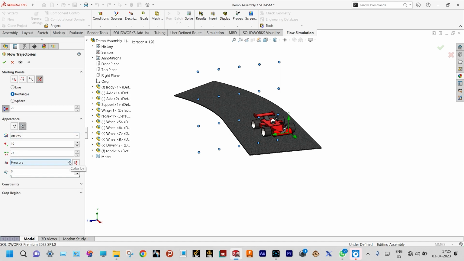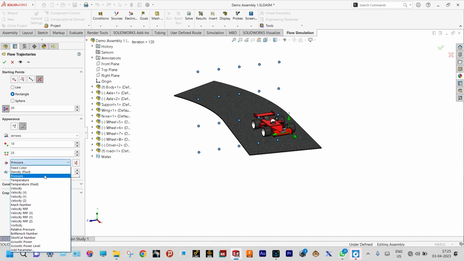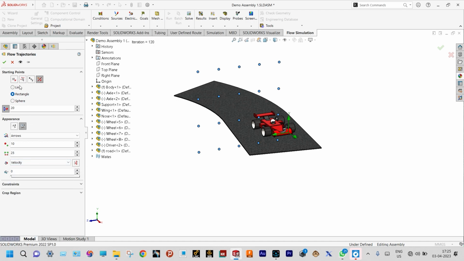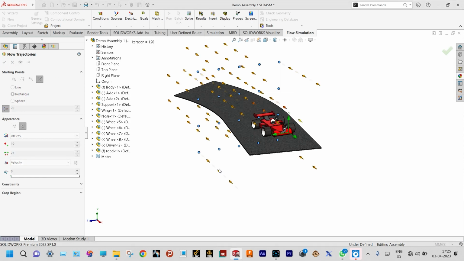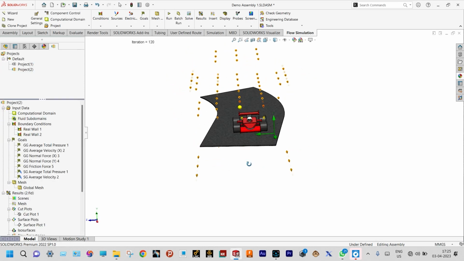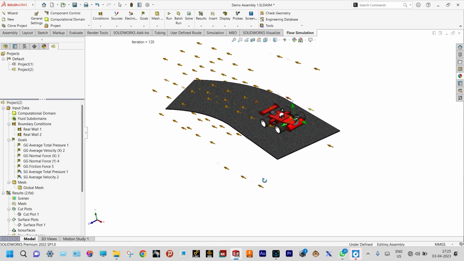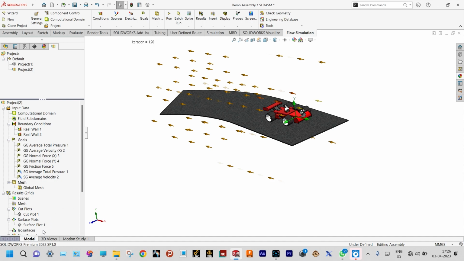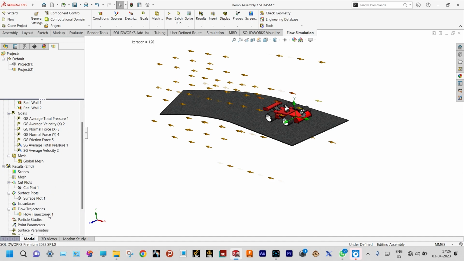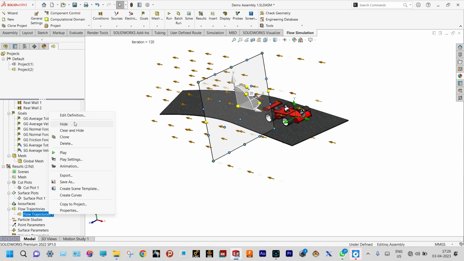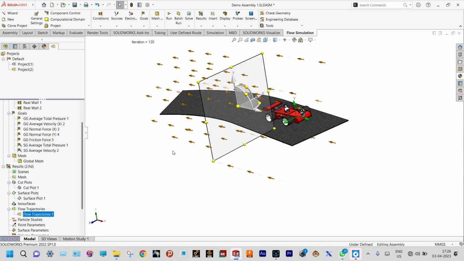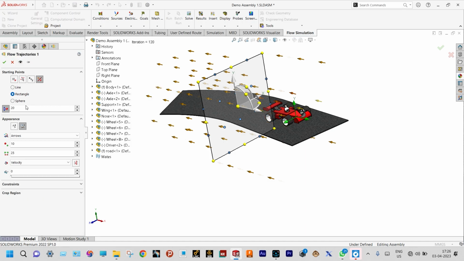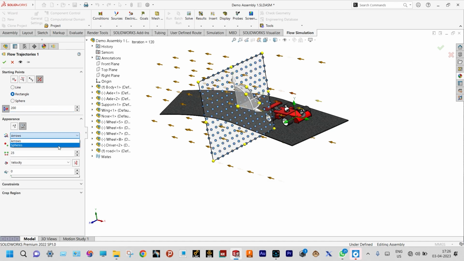Let us consider all the parameters default, and instead of pressure we'll select velocity. Green check. This is actually the velocity distribution. Now we can make the numbers more and see it in a better way. Let us edit this one: flow trajectories, edit definition, and instead of these 20 particles, we'll make it 200, right? And instead of arrows, we'll make it spheres, and let us see it.